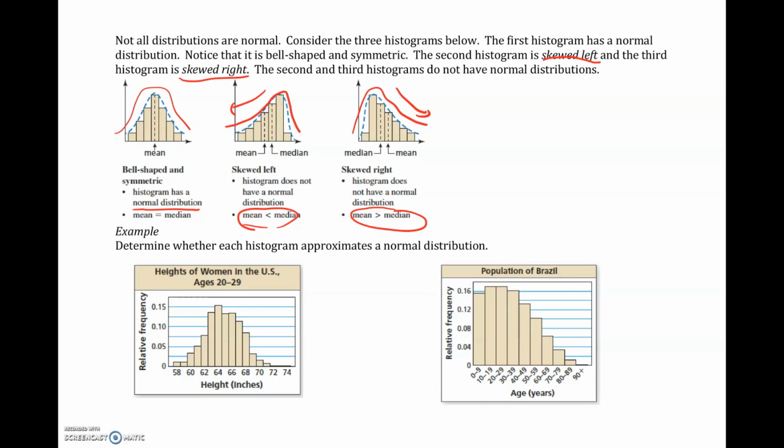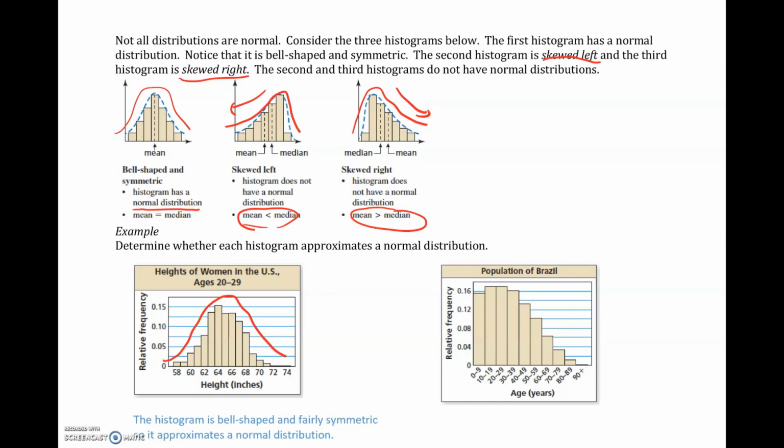If you take a look at this first example, it looks relatively normal. There's no one longer side on the left or on the right. There's no steeper decline on one or the other. It looks pretty symmetrical. So I'm going to say this is bell-shaped and fairly symmetric, so it is approximately a normal distribution.